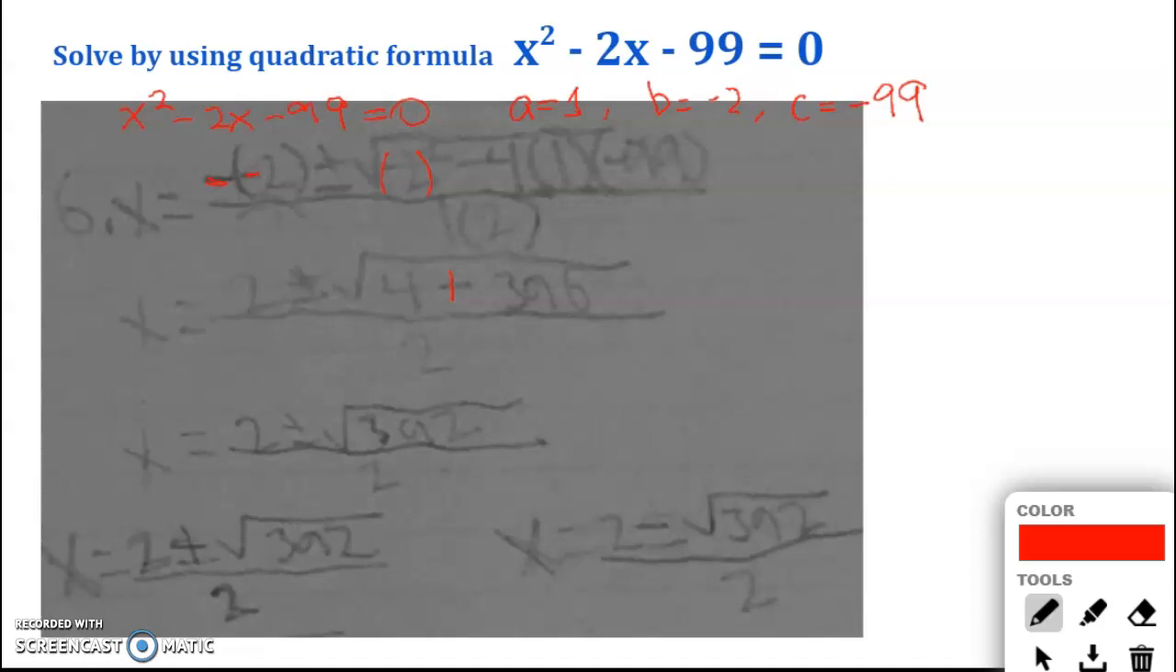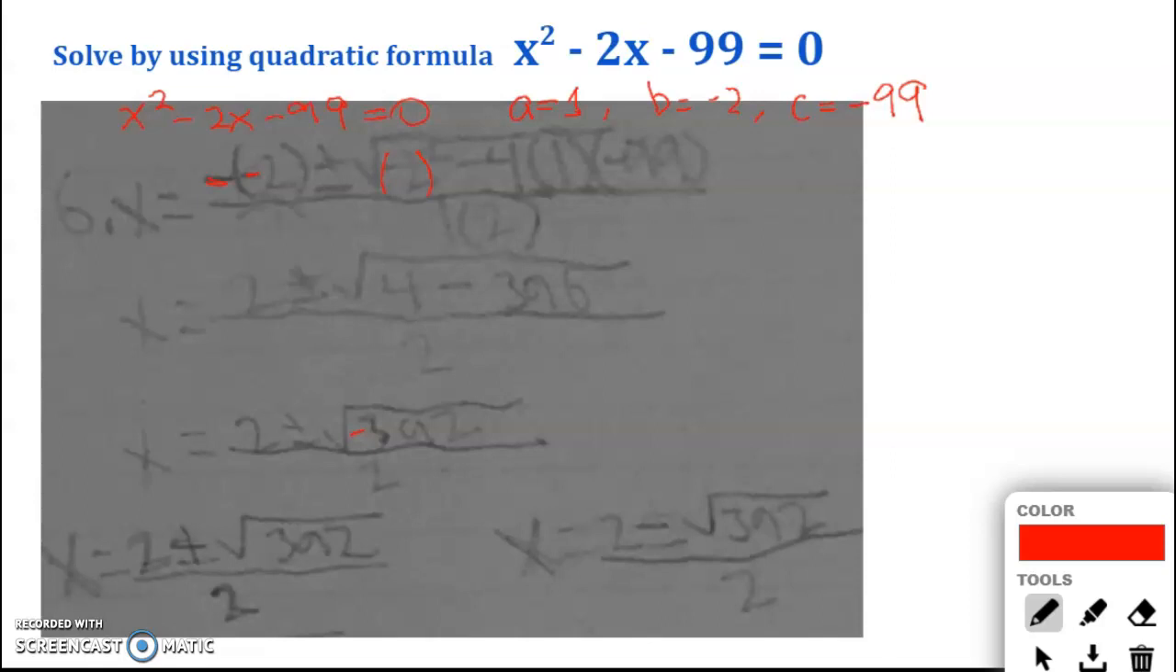Okay, so this student, let's just pretend that this was correct. Okay, 4 minus 396. This is yet another problem. Okay, 4 minus 396 should have really given him negative 392. But he just decided to ignore the negative sign and go with the positive. And then he said it was going to be 2 plus or minus square root of 392, and 2 minus square root of 392.